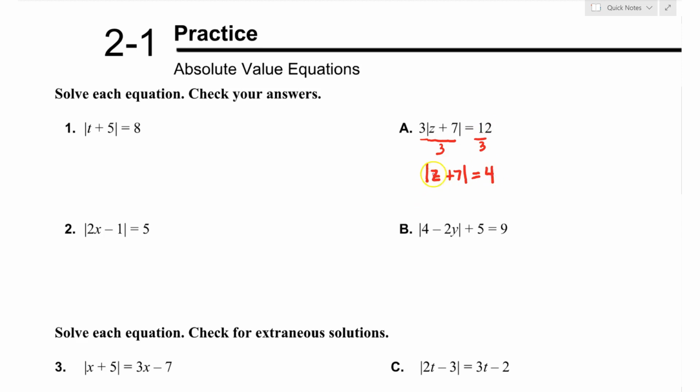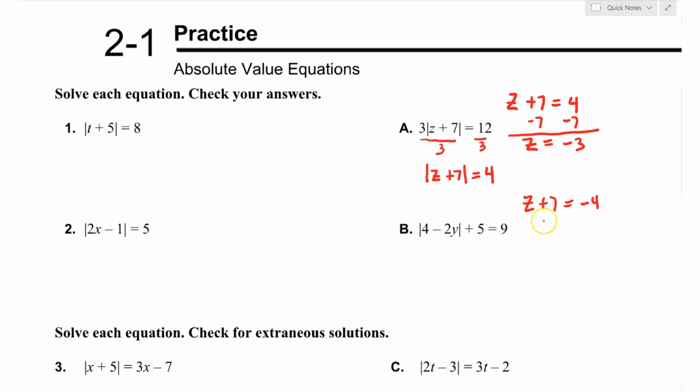Now that we have the absolute value by itself, we can separate it into the two possibilities. So we have z plus 7 equals 4. That's one possibility. And the other possibility is z plus 7 equals negative 4. So I'm going to go ahead and subtract 7 from both sides. So the first possible answer is z equals negative 3.